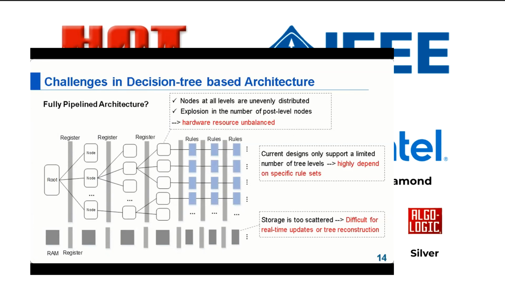We can notice that the nodes at all tree levels are unevenly distributed, and the number would be explosive in post-level nodes, which would cause hardware resource unbalance. and the number of pipeline stages cannot be too large. So only a limited number of tree levels would be supported, which is highly dependent on specific root size. And the storage is too scattered alongside the stages, which is difficult for real-time updates or tree reconstruction.